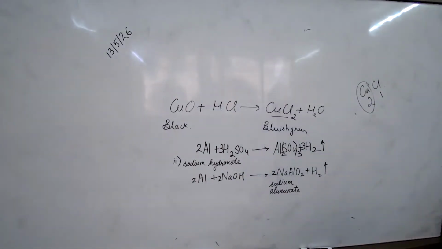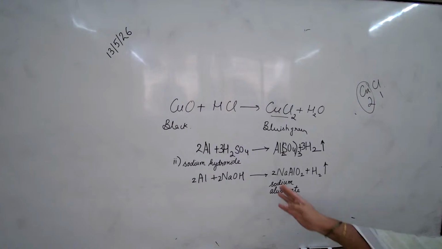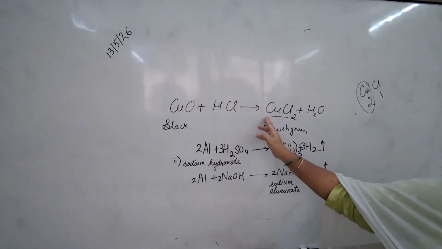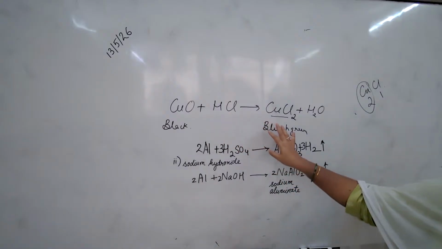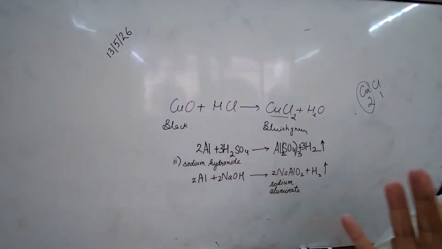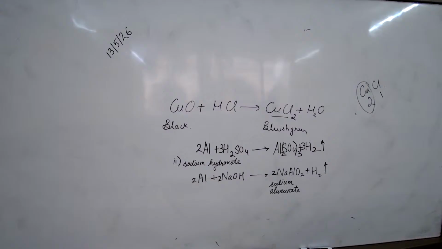Read करो. Write the color of the solution formed when copper oxide is treated with hydrochloric acid. Give reason for this observation. Just now we have done the same reaction, है ना? When copper oxide is treated with HCl, we get cupric chloride, whose color is bluish green.